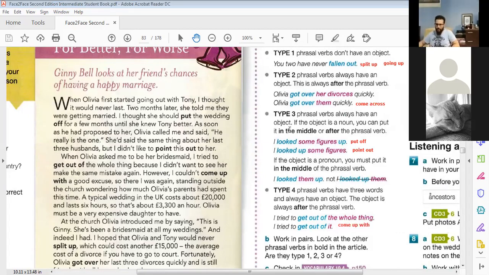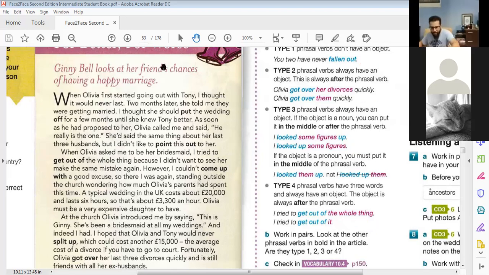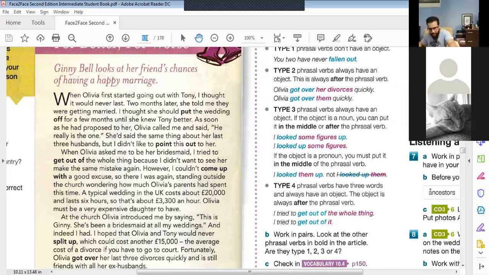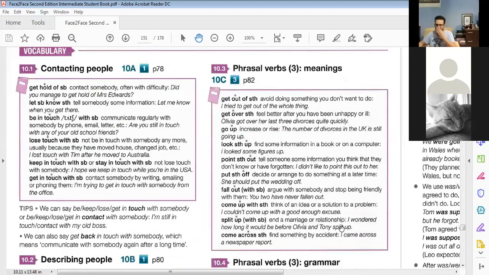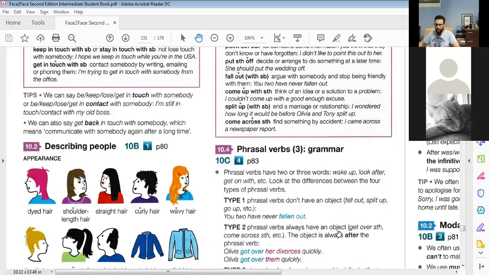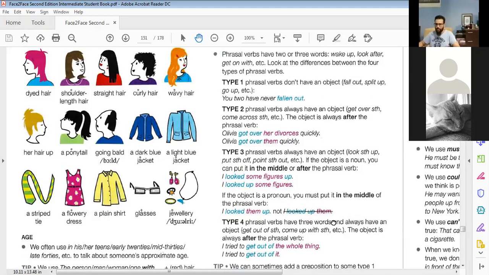Okay. All right, let's take a look at the summary. Let's confirm our answers and let's see if there's any tips we should check. Page 150, let's take a quick look. All right, so phrasal verbs, here we have the meaning. I don't think we need to check the meaning because we already did that. The grammar, okay, so here, these are our answers. Fall out, lit up, these are the ones that don't have an object. Type two, the ones get over, come across, correct. Look something up, look up something, put something up, point something out, correct. And the last one, we only have get out of, come up with. Okay, so our answers are correct.